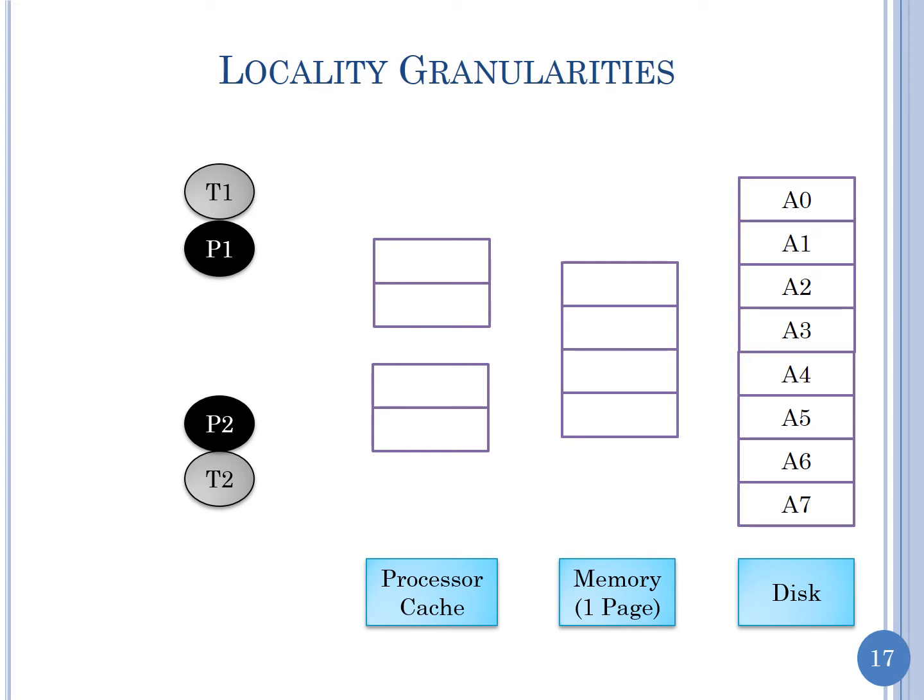Hunter, I want you to understand this properly, okay? T1 wants to access A0. What's going to happen? The region around A0 through, I guess, A3 is going to be put into the memory, and then it's going to be loaded into processor cache, depending on what it takes. Okay?